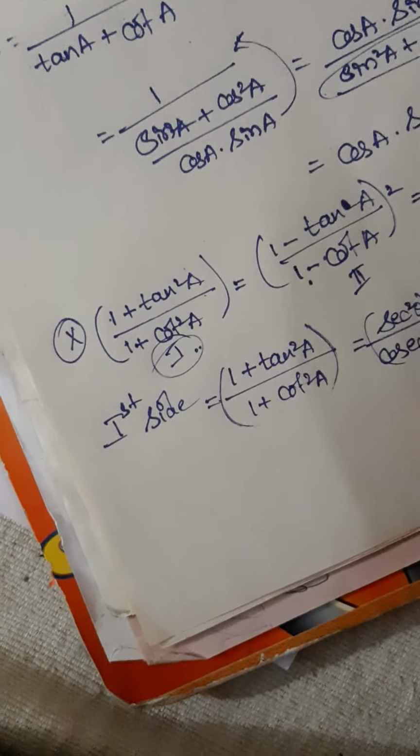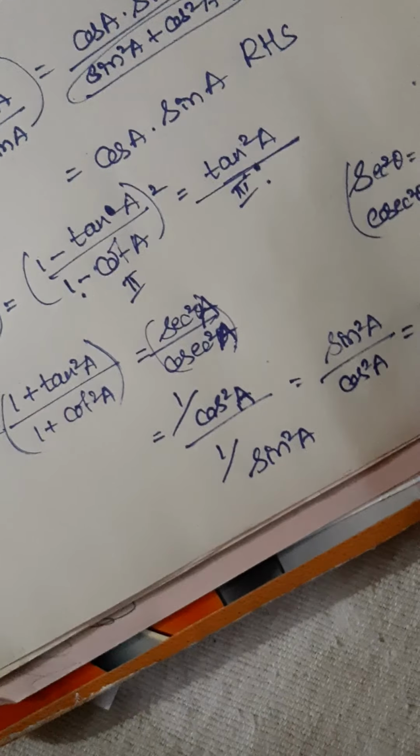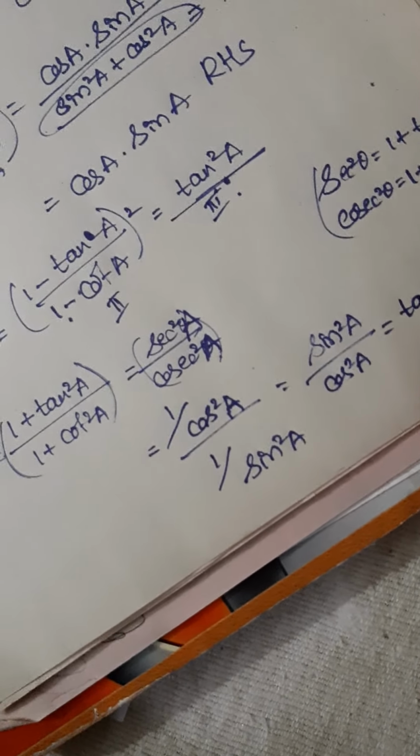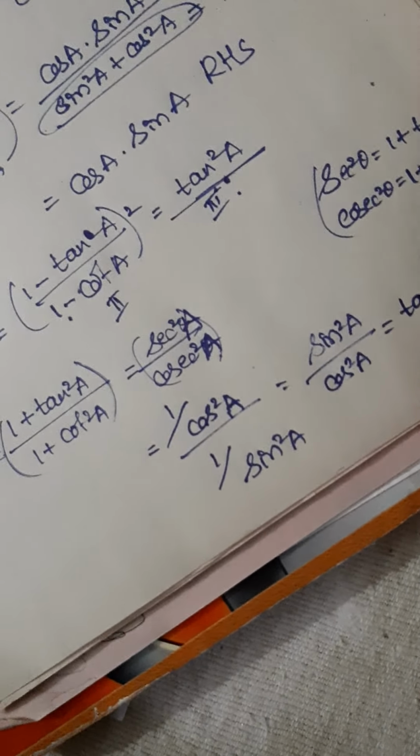Sorry, A is there here. Okay, A. Next, secant will change as 1 by cos²A, and cosecant will change as 1 by sin²A. Now interchanging these things, we will get sin²A divided by cos²A. Sin divided by cos is tan²A. Hence we proved from the first part, first side, we got this one.